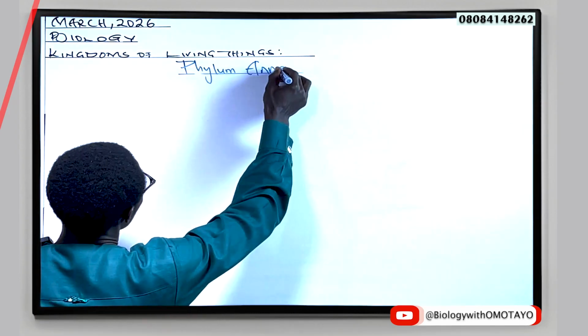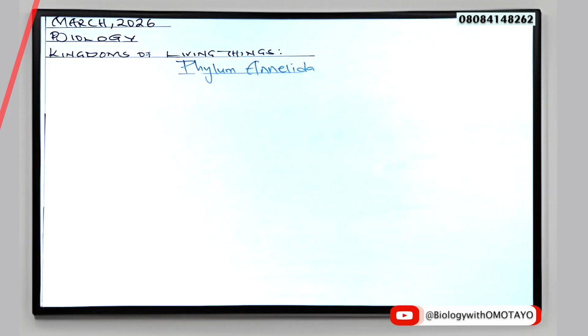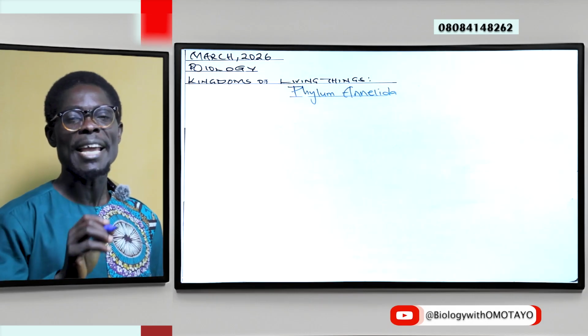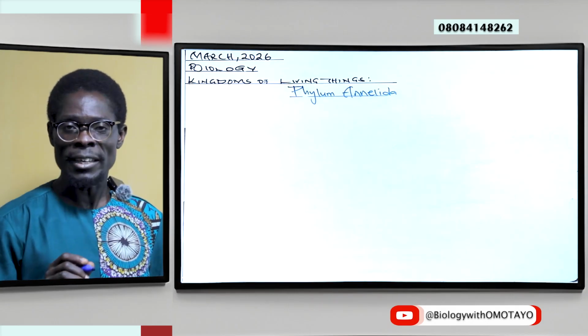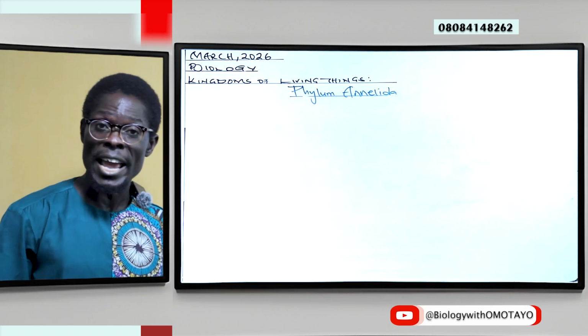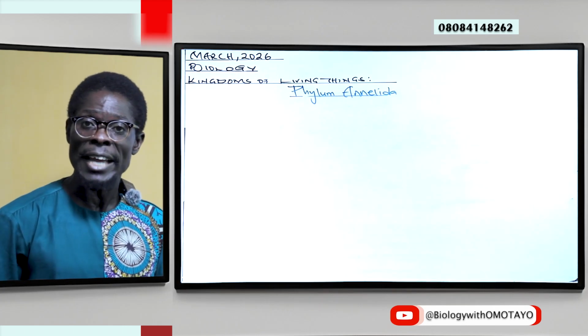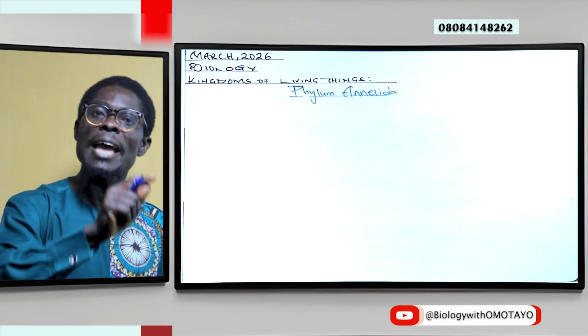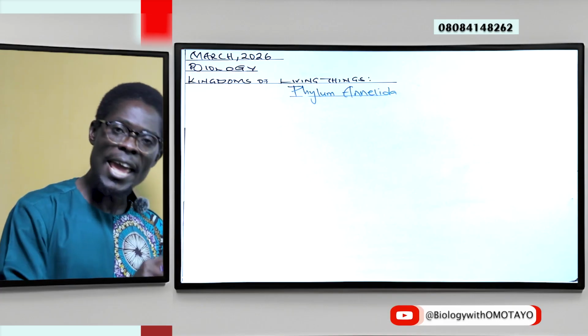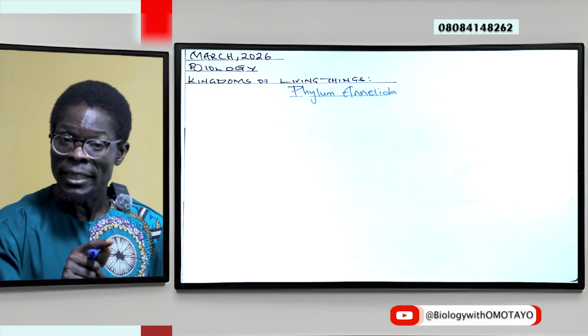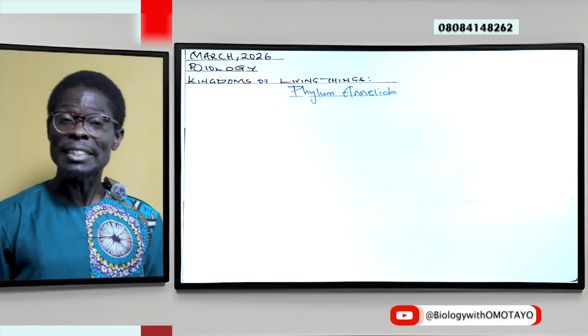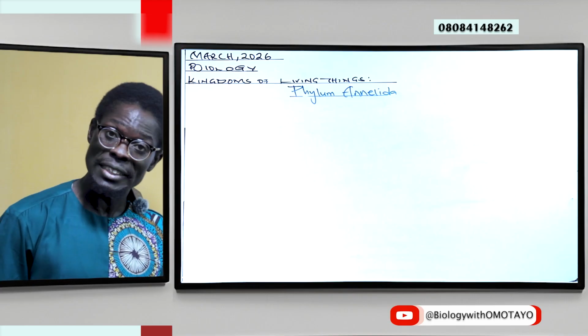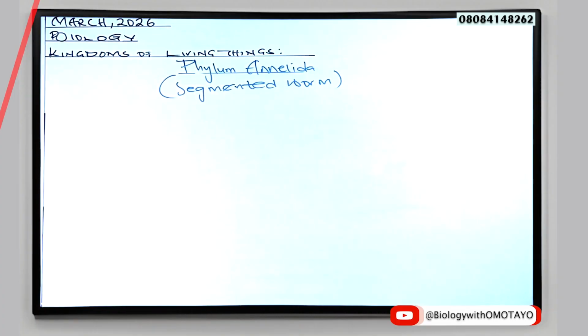So, the first one, phylum Annelida. A quick one, you can see in the spelling of Annelida, we have repeated N, A-N-N. That should always remind you that here we will be having segmented worms, having repeated body segment. That is, it is a phylum of what? Segmented worms. Now, under this phylum, we have three unique classes.